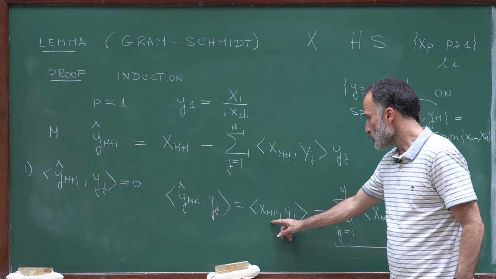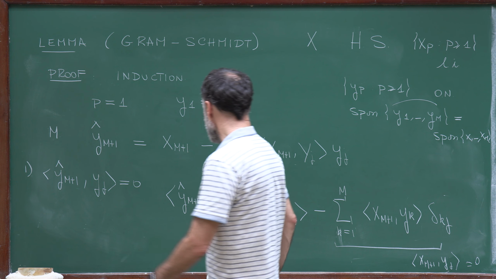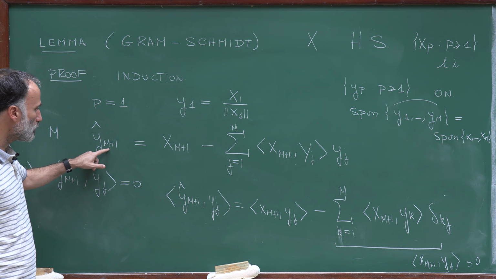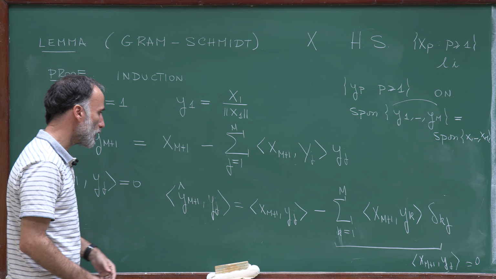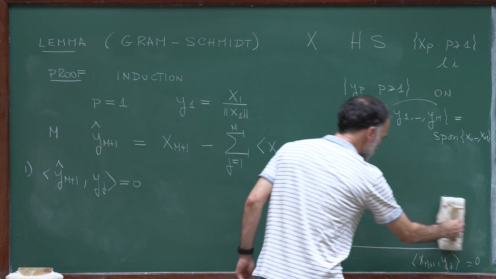So we have x_{m+1} y_j minus x_{m+1} y_j. So this is 0. So we proved that indeed this vector y hat m plus 1 is orthogonal to all y_j, for j from 1 to m. So this is the first claim.